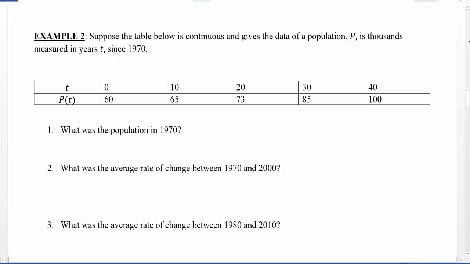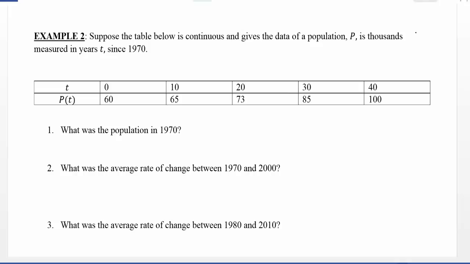We can also look at the average rate of change by using a table. So suppose the table below is continuous and gives the data of a population P in thousands measured in years T since 1970. One of the things that we need to address here is the fact that this function is a continuous function and the data reported on the table just gives us a snapshot.